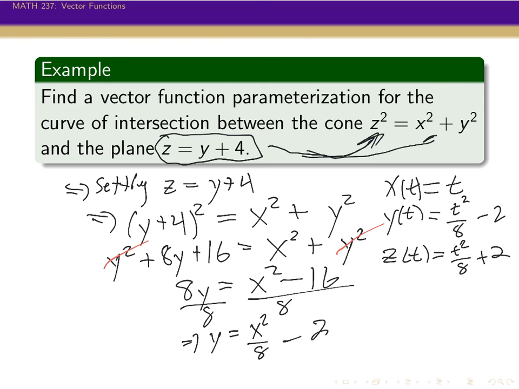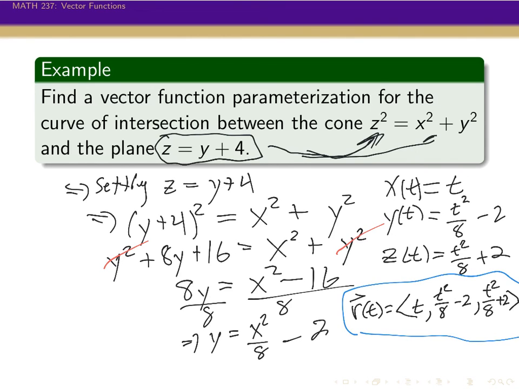So we can write out our vector function. R of t, x component is t, y component is t squared over 8 minus 2. Z component is t squared over 8 plus 2. And so now that we have this parameterization written out, now I can figure out what shape it's going to be. And this shape, in fact, is going to give me a parabola.